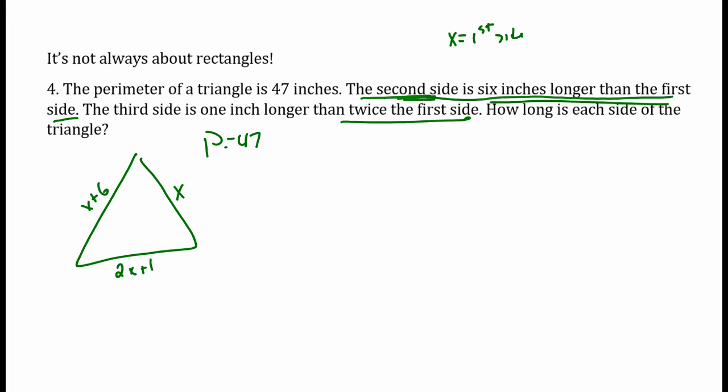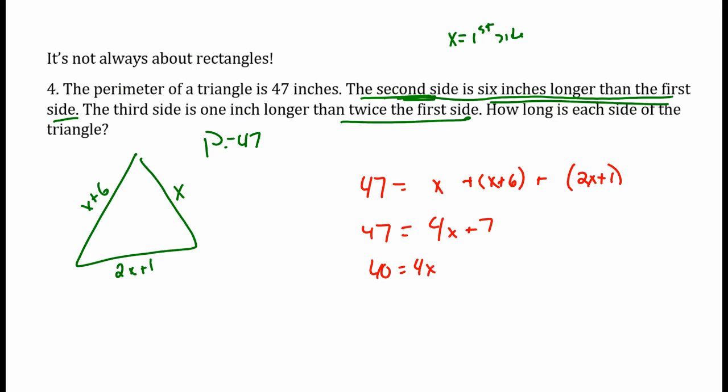Well, the perimeter is telling me to add all of those up. I need to add all of those sides together here. How many x's do I have? 4x plus 7 equals 47. If I subtract 7 from both sides, I get 40 equals 4x. Well, what times 4 gives me 40? Well, 10 equals x. But I'm not done.